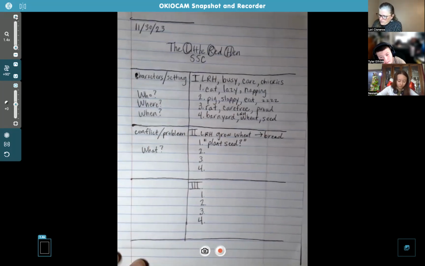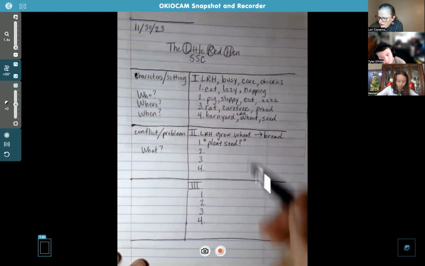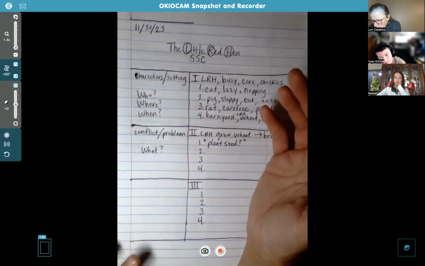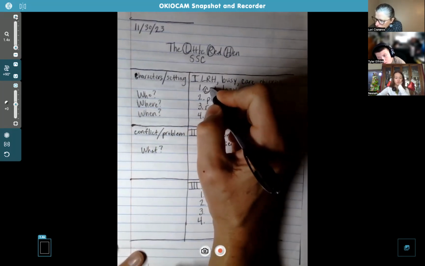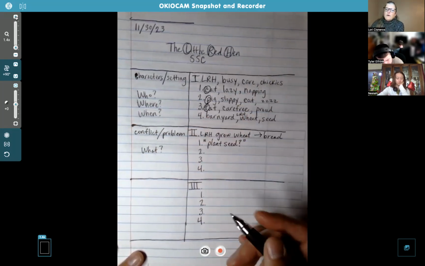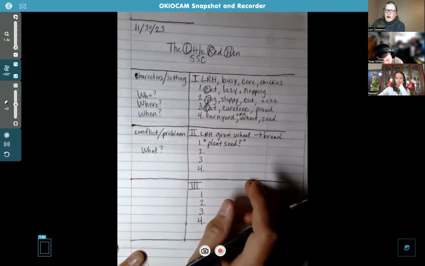But then we have these three characters up here. So I think the best way to do this on our outline, because it's just so much to remember, go ahead and circle the C in cat, the P in pig, and the R in rat. We're going to call this CPR.